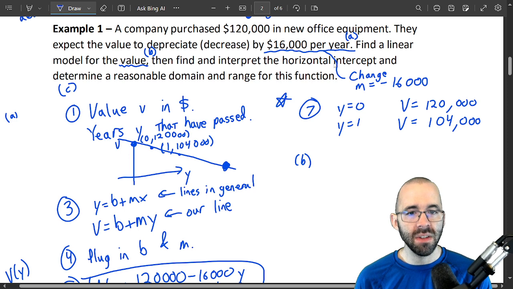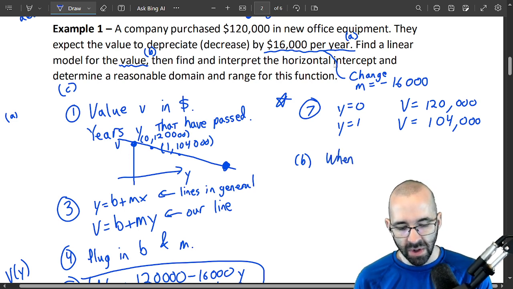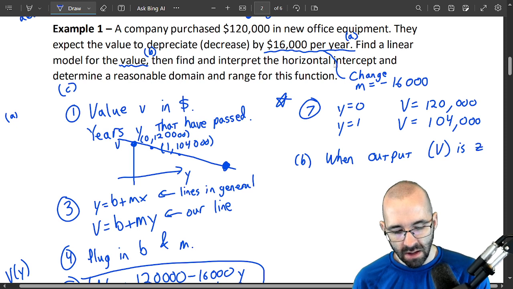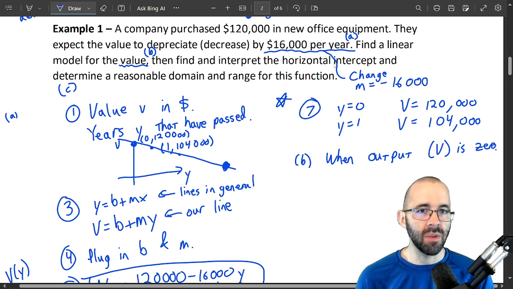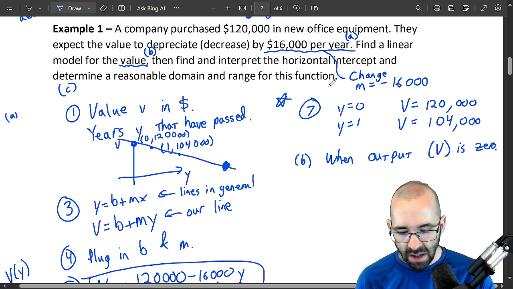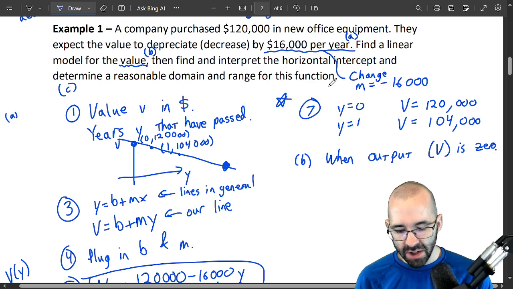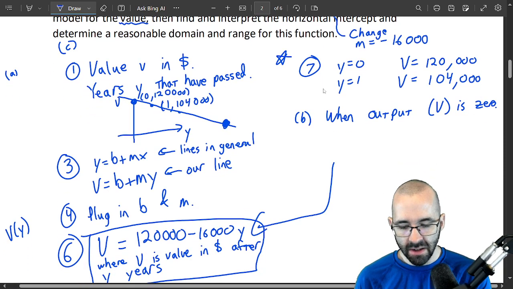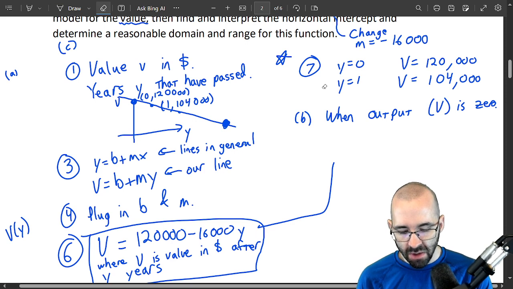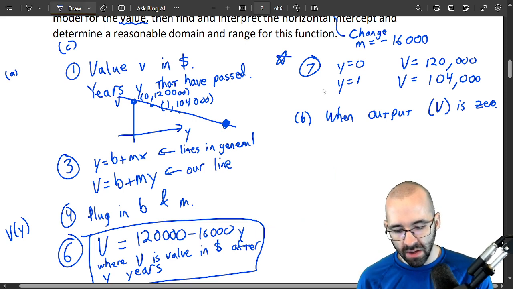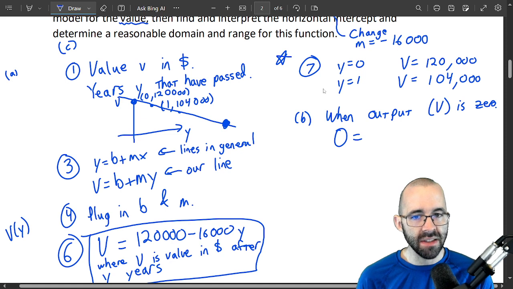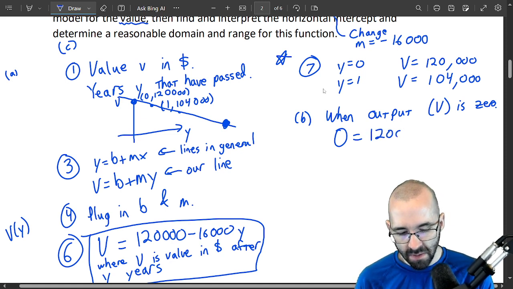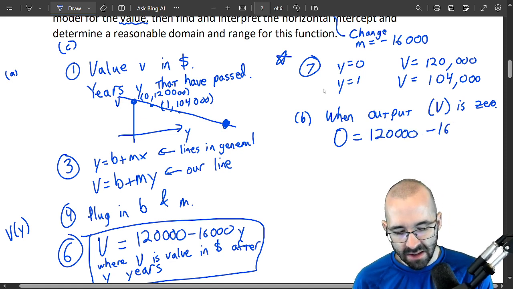It's going to be when the output is equal to 0. When the output, and our output here is V, is 0. We need to find it and we need to interpret it. So we have our equation, right? We found our equation right here. Let's just find out what happens when V is 0. So if V equals 0, we replace the V with a 0. 120,000 minus 16,000y.